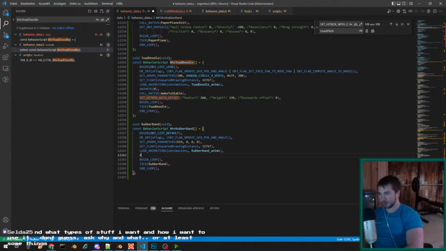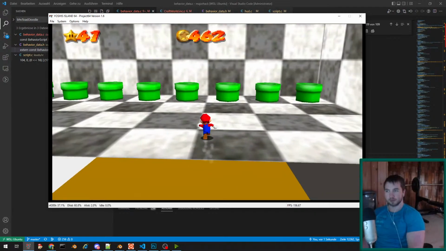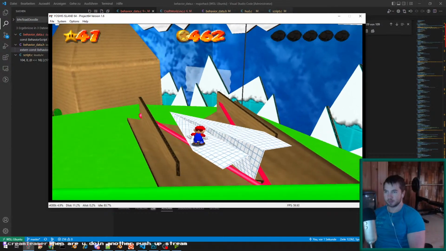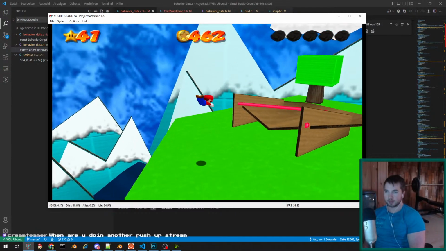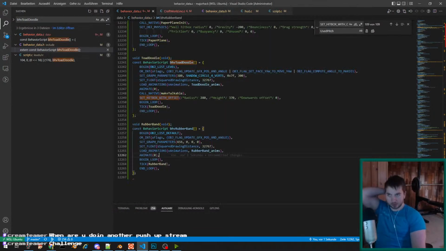I see. The animation is missing. He was just using Mario's animation, and that's why that happened. That's better. But the animation doesn't go yet. Interesting.